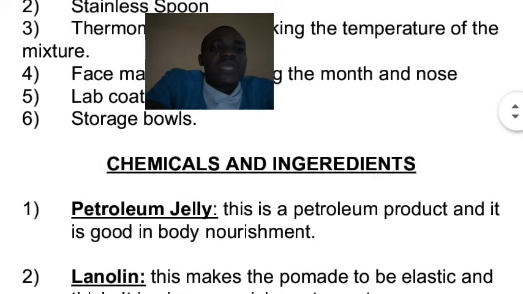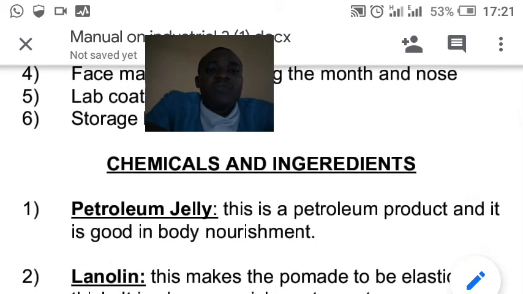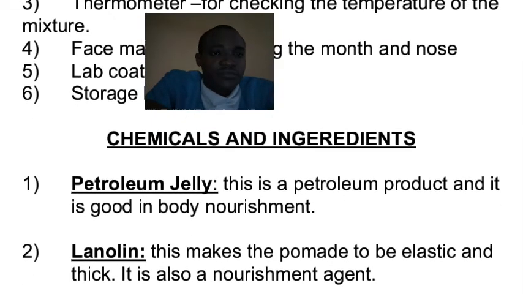Then let's look at the chemicals and ingredients. The storage material, anywhere you buy the chemical, you will be able to see it. It's a must. Now, have the chemical, petroleum jelly. That is a petroleum product, and this one is good for body nourishment.